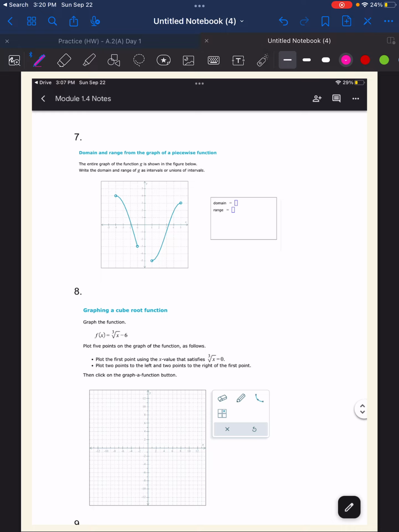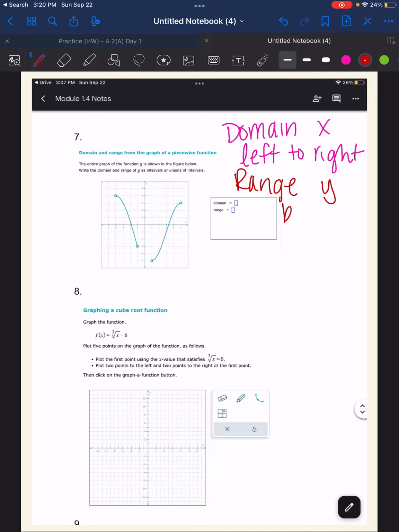We are pushing through. We're back at talking about domain and range. Remember, domain are your x values, and we read them from left to right. Range are your y values, and we read them from bottom to top. If it is an open circle, then that means there's some flexibility there. If it is a closed circle, that means it is firm.